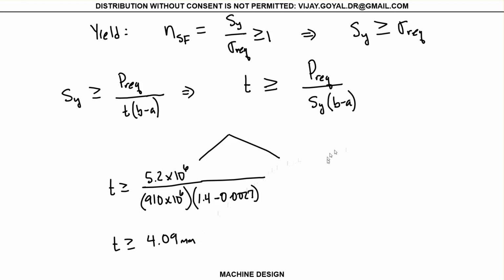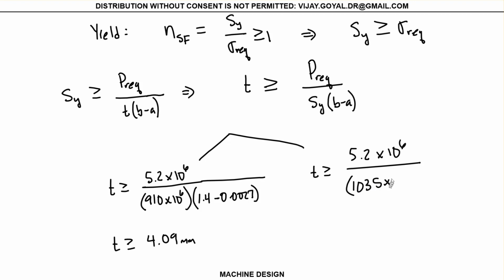So the minimum thickness is 4.09 millimeters. In the second case, your T has to be bigger or equal than 5.2 times 10 to the 6, divided by 1035 times 10 to the 6, also divided by 1.4 minus 0.0027. If you do the math, that gives you T has to be bigger or equal than 3.6 millimeters. Okay, this is all I did for yield.